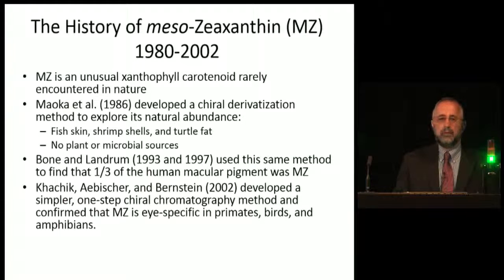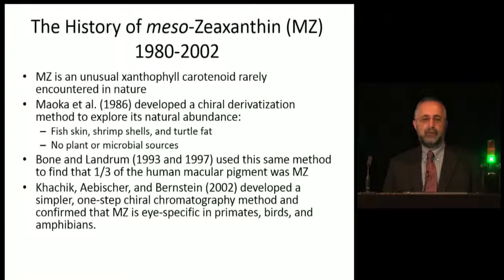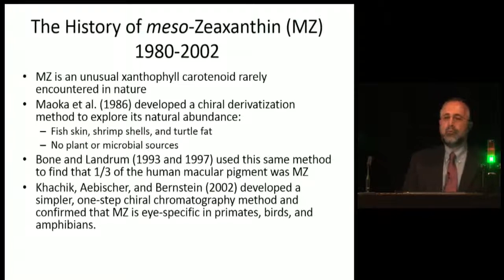Bone and Landrum, as we know, in their classic work published in the 1990s, used this same, somewhat cumbersome method, and were, to their surprise, I think, at the time, able to find that one-third of the human macular pigment was actually mesozeaxanthin. There was as much mesozeaxanthin there as lutein and as much as zeaxanthin.